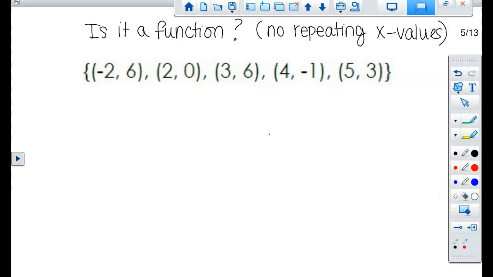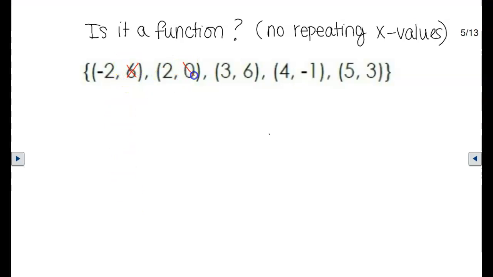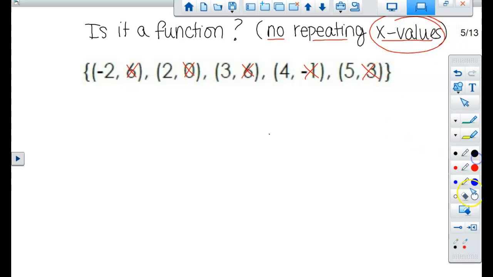All right, so when I look at this set of ordered pairs, I want you to remember what I said about a function, that it connects an x to a y. In this ordered pair, x is -2 and y is 6, so -2 and 6 are connected. 2 is connected to 0, 3 is connected to 6, 4 is connected to -1, 5 is connected to 3. I don't care about these y values at all, because in a function I want no repeating x values. So x values are what I need to focus all of my attention on.